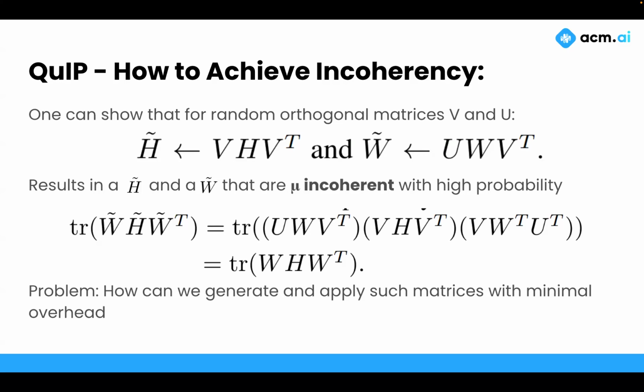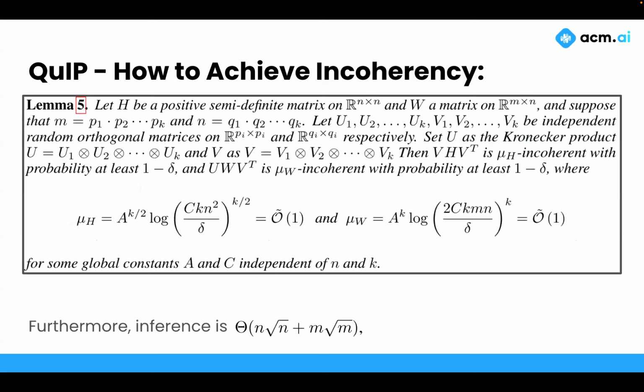The problem is, how do we generate and save these V and U without significant memory overhead? And also during inference time, without that much of a cost. So what they do is they basically define U and V as randomly sampled from a bunch of smaller orthogonal matrices, and then they do the Kronecker product. And it can be shown that both of these are mu incoherent in O tilde 1 time.